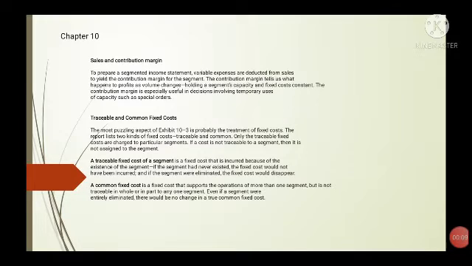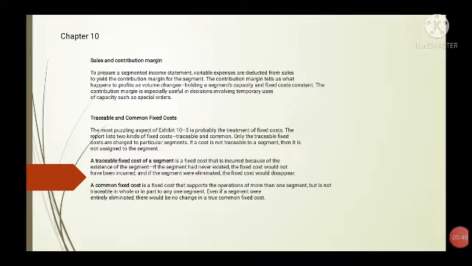My topic is all about sales and contribution margin. So let's start. Sales and contribution margin. To prepare a segment income statement, variable expenses are deducted from sales to yield the contribution margin of the segment. The contribution margin tells us what happens to profit when volume changes. Holding a segment's capacity and fixed cost constant, the contribution margin is especially useful in decisions involving temporary uses of capacity such as special orders.